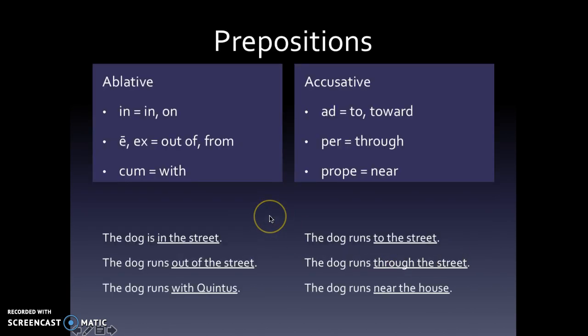All right, quick note about prepositions. These are all the prepositions we have so far. Going with the ablative, we've got in, e or ex, and cum. Going with the accusative, we've got ad, per, and prope. So the dog is in the street, the dog runs out of the street, the dog runs with Quintus, the dog runs to the street, the dog runs through the street, the dog runs near the house.